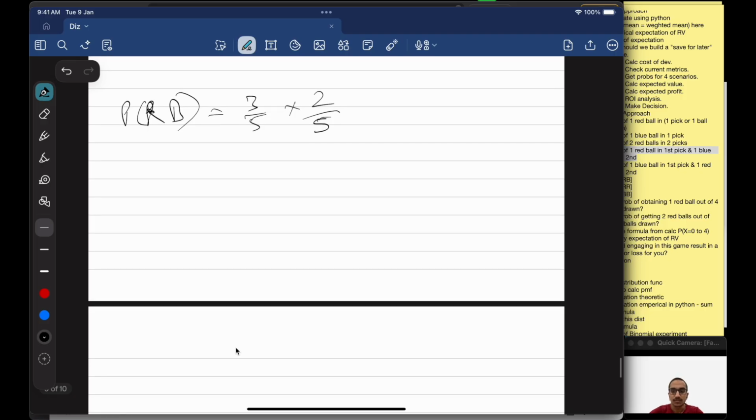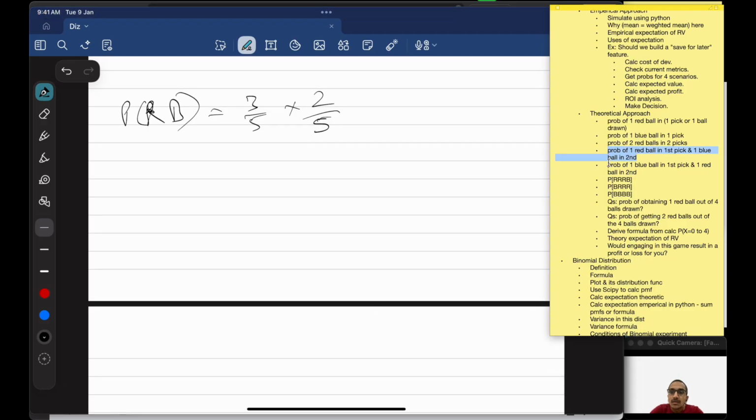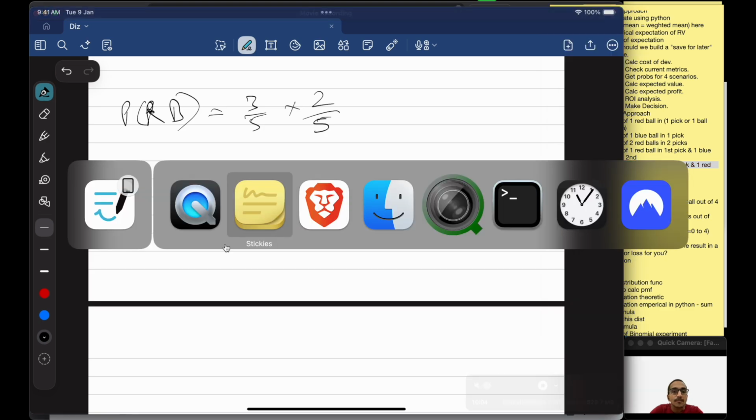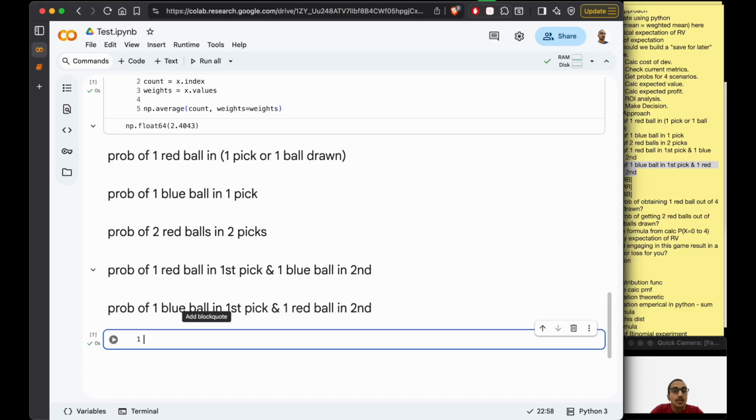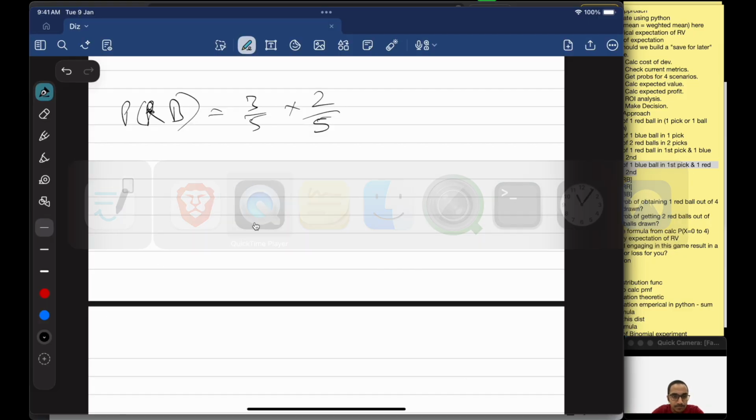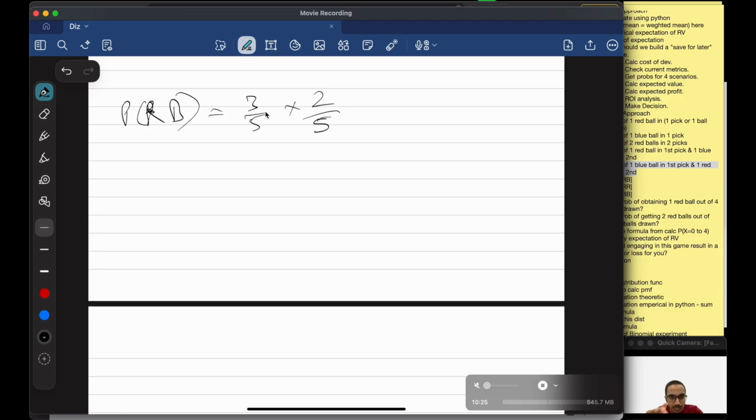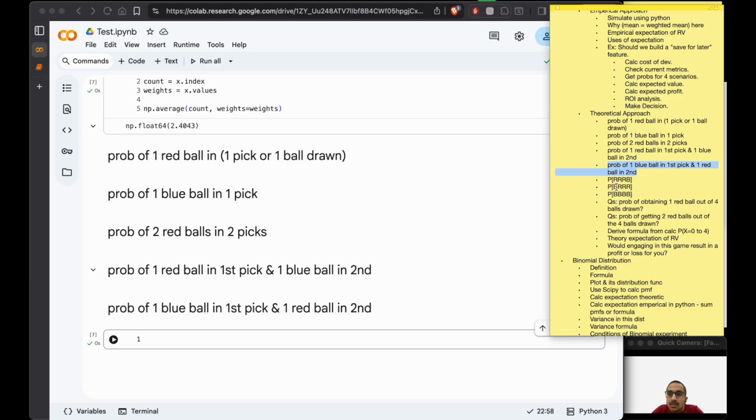Now the next one: what is the probability of one blue ball in the first pick and one red ball in the second? I think we already did that. No, okay, it's the reverse. It is the same. It's going to be 2 by 5 times 3 by 5. Now let's look at the next one.